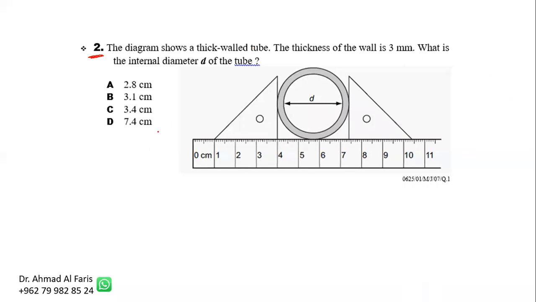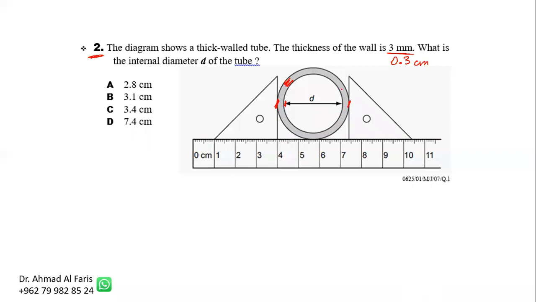Okay, time's up. Look here to the question. The diagram shows a thick wall. It has a thickness here. Okay, now this thick wall, tube, a thickness of it is 3 millimeter, and the calibration here it's in centimeter. That means 0.3 centimeter. Okay, what is the internal diameter from inside? Look, they didn't ask about the external diameter from outside, from here to here.